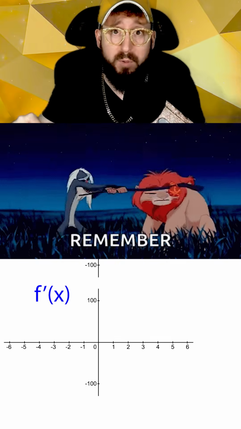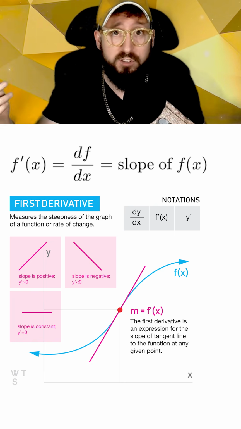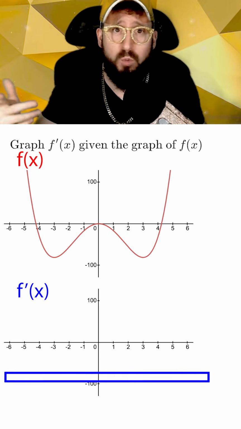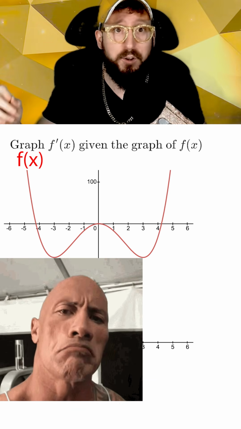So the important thing to remember when making these graphs is that f prime of x is the derivative, which is also the slope of the f of x graph. I like to say that the value of the f prime graph is whatever the slope is on the f graph. So when looking at our graph of f of x, we need to figure out what the slope is doing at different points.